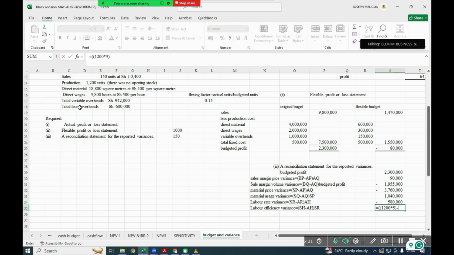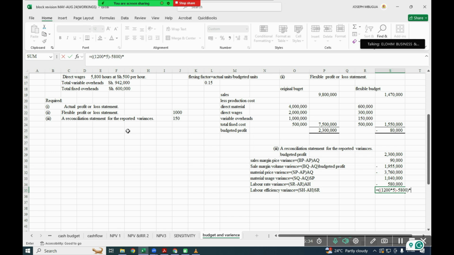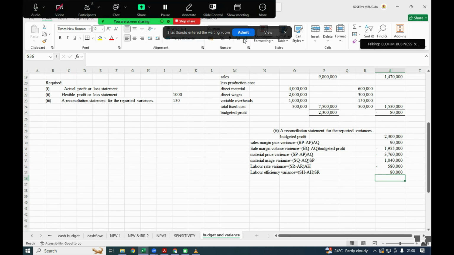But the actual hours that we used were 5,800. And the standard rate of 400 per hour. You'll find that we shall get a favorable variance of 80,000. And those again, they are the two of them under the labor.